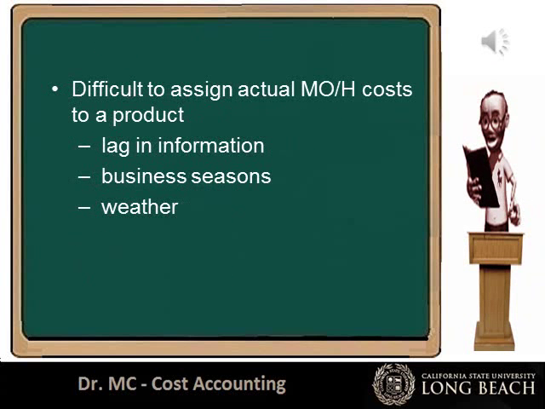Even when using cost drivers, it is difficult to assign actual manufacturing overhead costs to the units that you produce without some sort of estimation. After all, how do you apply this month's electricity or heating costs to the units that you produce this month when you won't get your electricity or heating bills until after the month is over?